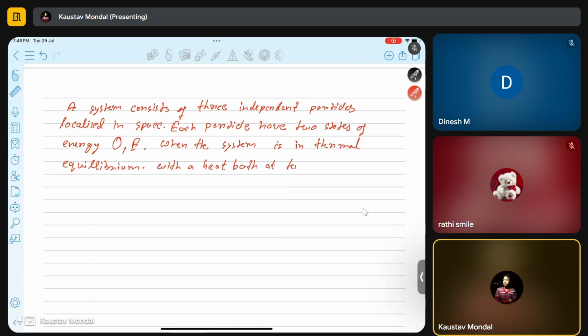The bath is at temperature T. Calculate its partition function. So how could you do that?